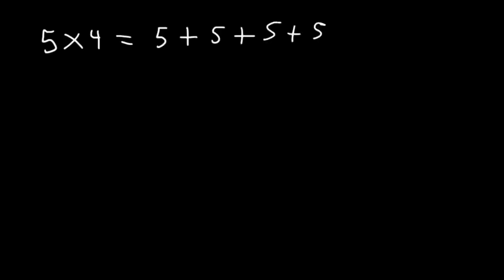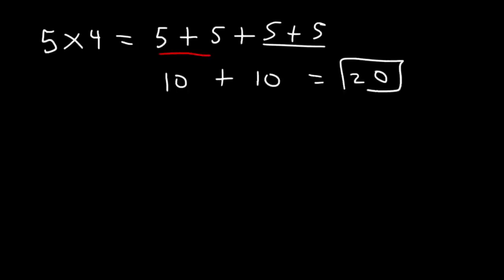Let's talk about multiplication. If you want to multiply 5 times 4, what's the answer? Now perhaps you know the answer by memorization. But when you think of multiplication, think of repeated addition. 5 times 4 means that you're adding 5 4 times. 5 plus 5 is 10, and these two 5s add up to 10. 10 plus 10 is 20. So that's multiplication. It's just repeated addition.